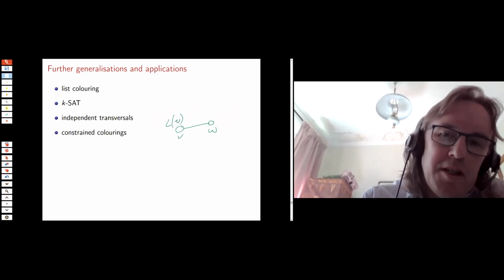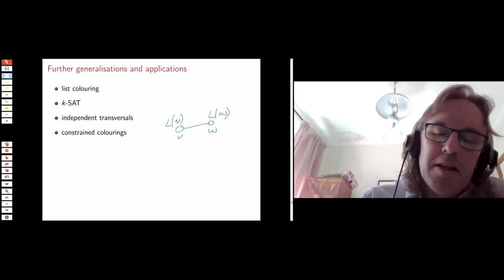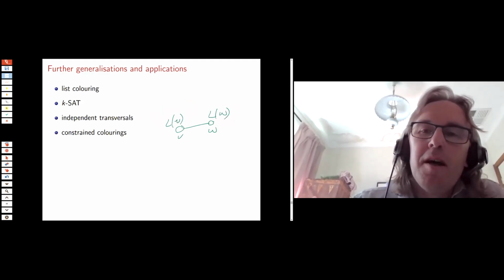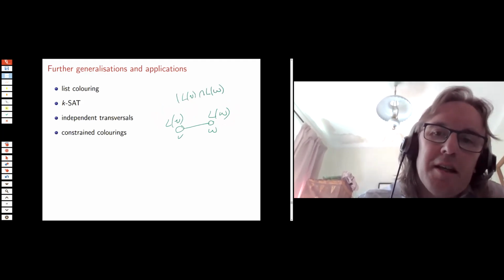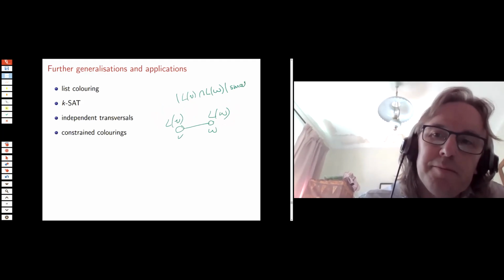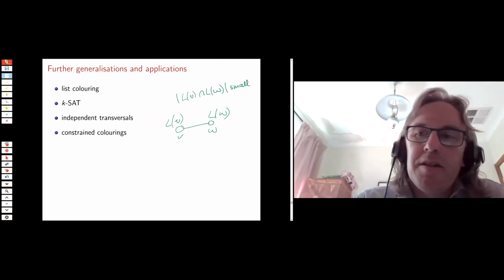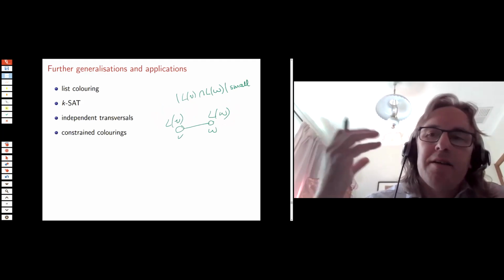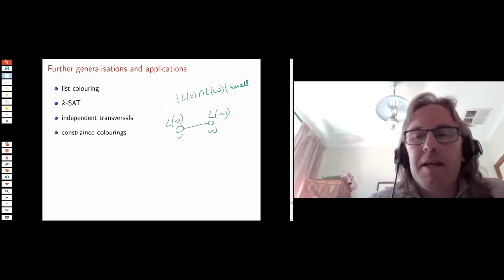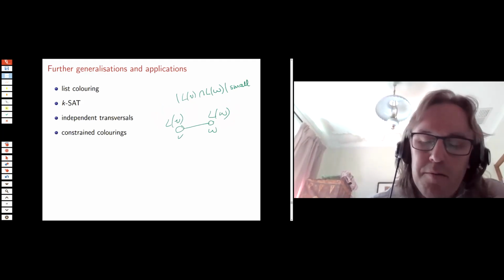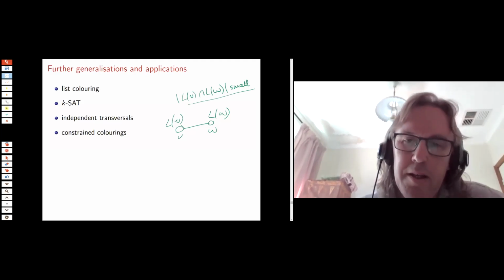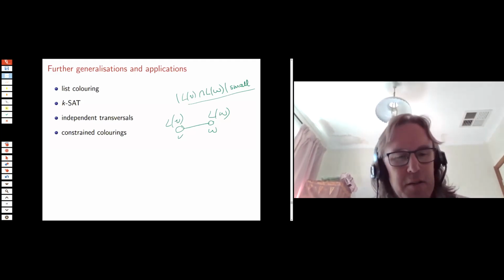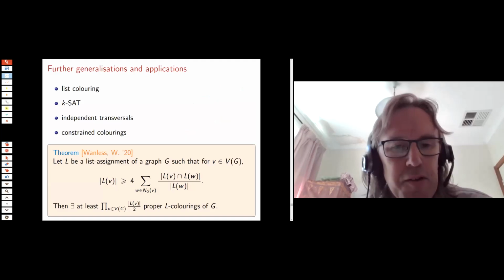Here's each edge of your graph. You take the list at V and the list at W, and what you say is that if L of V intersect L of W is small, meaning every pair of adjacent vertices have few colors in common in their list, you would think there exists a coloring. This idea was originated by Bruce Reed, and he actually made a conjecture that if this is small, then there is always a coloring. Now, his conjecture turned out to be false, but you still get results in this direction.